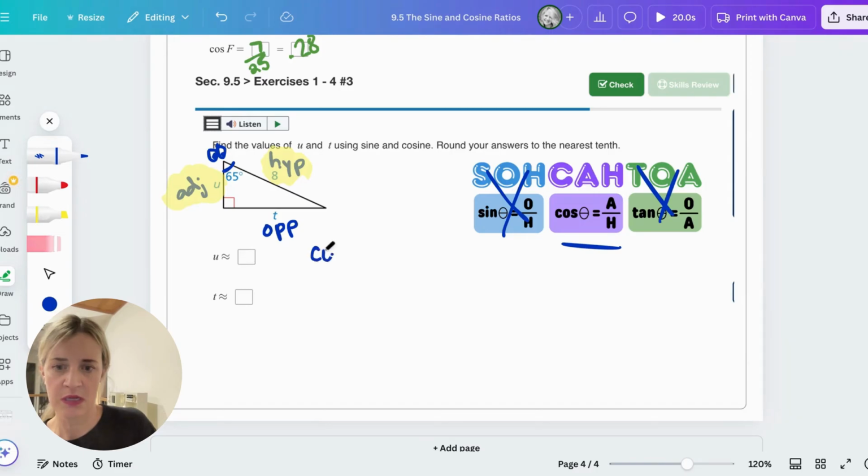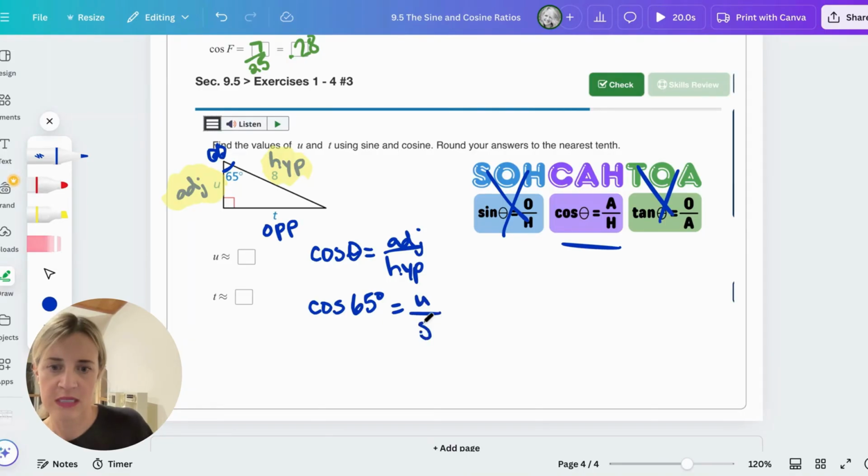So cosine theta equals adjacent over hypotenuse. Cosine theta. What is our theta? Theta is the angle we know, 65, equals adjacent, which is U, over hypotenuse, which is 8. We're going to solve this. Remember, if the number's on the bottom, it's a little bit easier. To get rid of that 8, we multiply both sides by that 8. So our answer is just 8 times the cosine of 65.